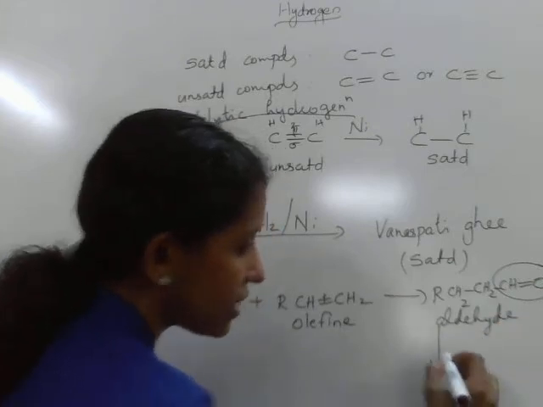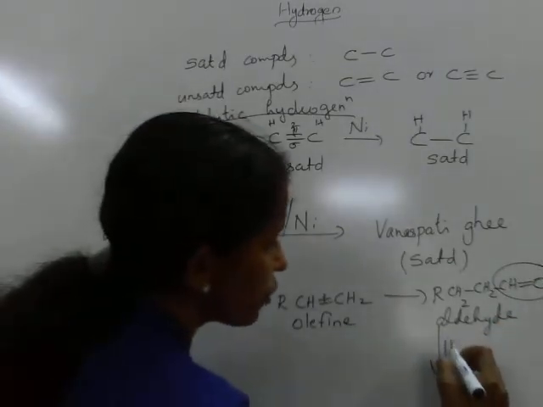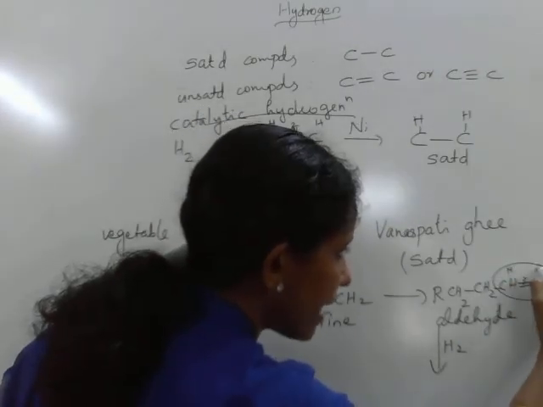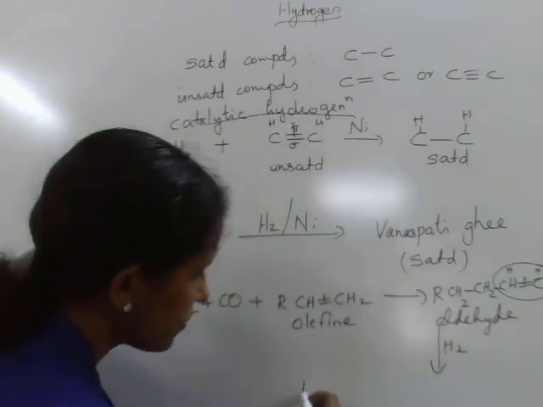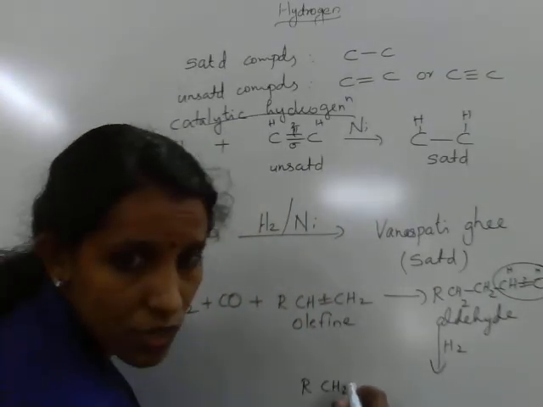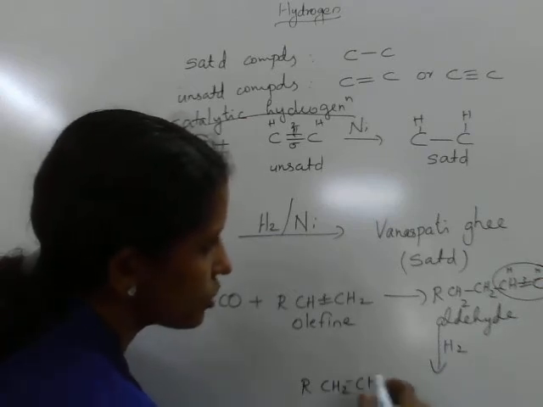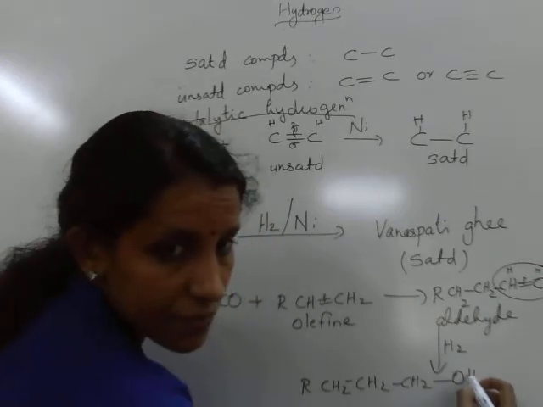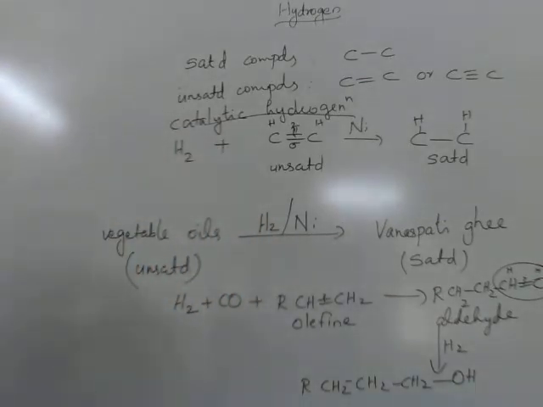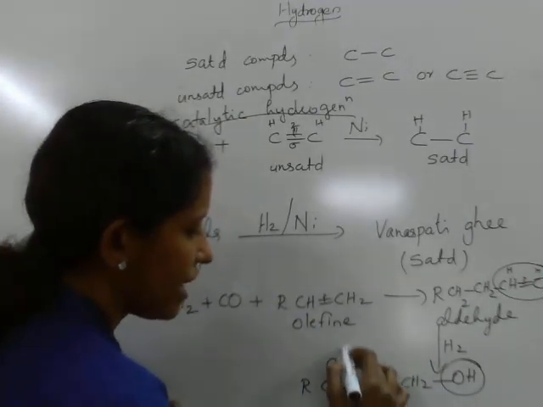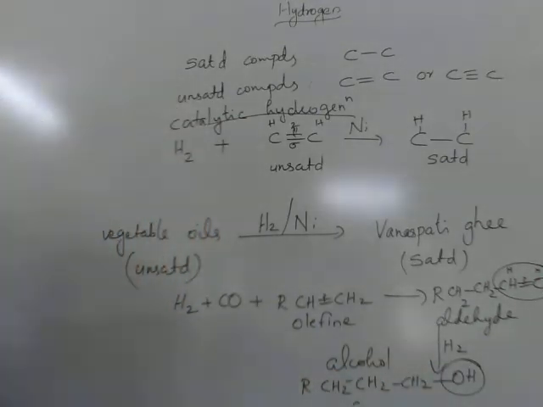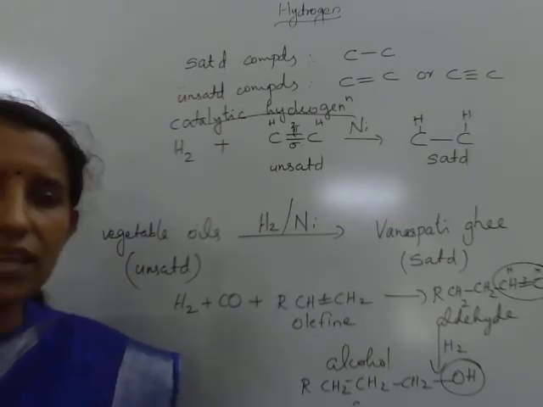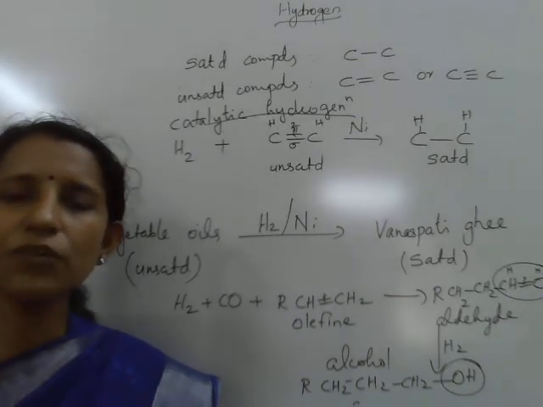To this aldehyde, further addition of an H2 molecule breaks the double bond, and hydrogen is added to this carbon and this oxygen, and we get the final product RCH2CH2CH2OH. This is an alcohol. This reaction is called the hydroformylation reaction. So these are some of the chemical reactions of dihydrogen.